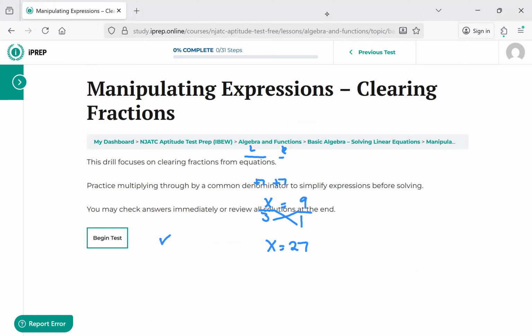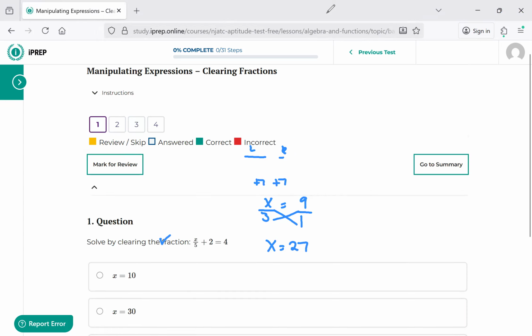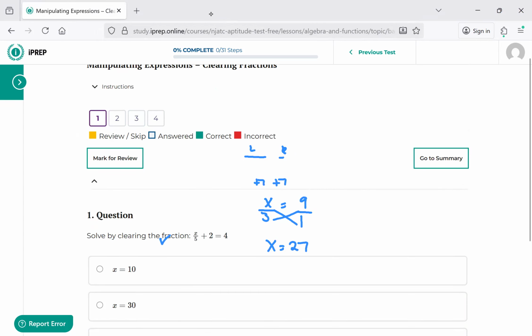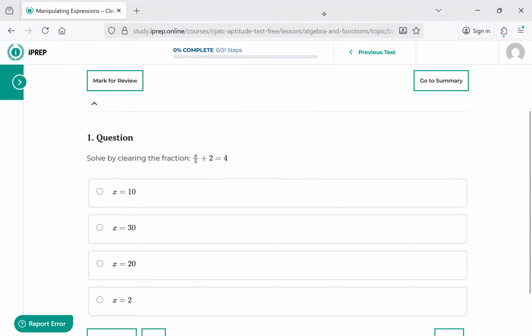Manipulating expressions, clearing fractions. So this is a good one. I remember when I was doing one of the practice mode exams, we were dealing with fractions. So question 1, solve by clearing the fractions. So they want the fraction to be gone immediately. So let's do that. We have x over 5 plus 2 equals 4. To get rid of the fraction, you're going to have to multiply all sides by the LCD.